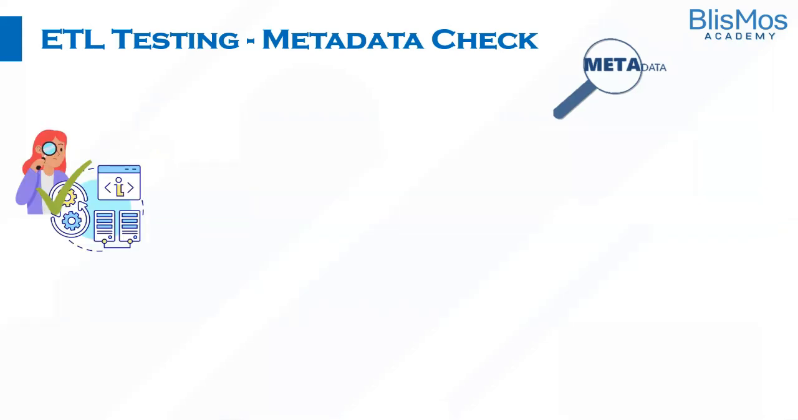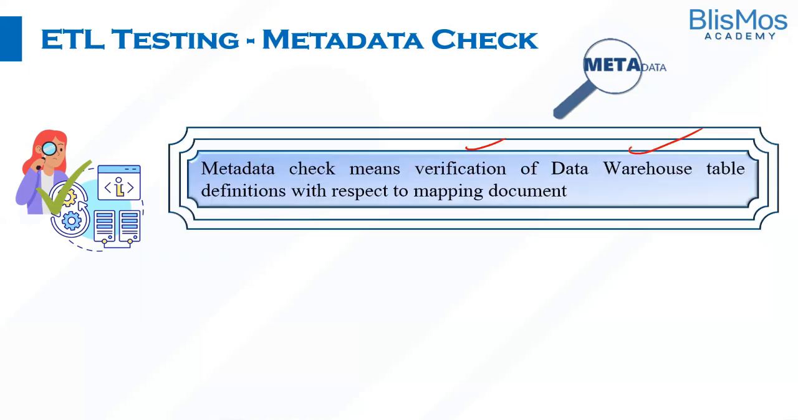But if metadata is not the data, but data about the data, is it important? Yes, it is. So we have to ensure the right metadata is there for both the source and target tables in case of the whole of ETL testing. Metadata check means verification of the data warehouse table definition with respect to the mapping document. As part of the mapping document, they would have specified that my data warehouse table should have these fields, these column names, and this should be the data type. As a part of the metadata check, we'll be verifying that.